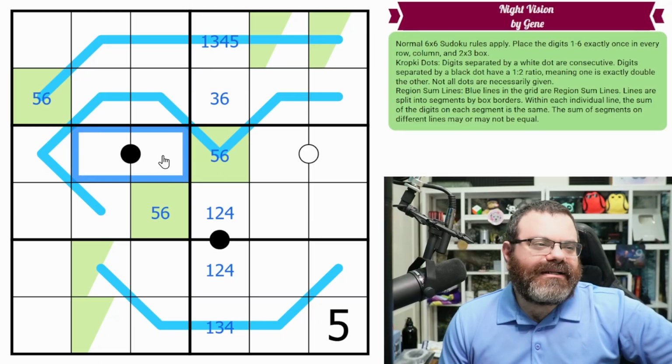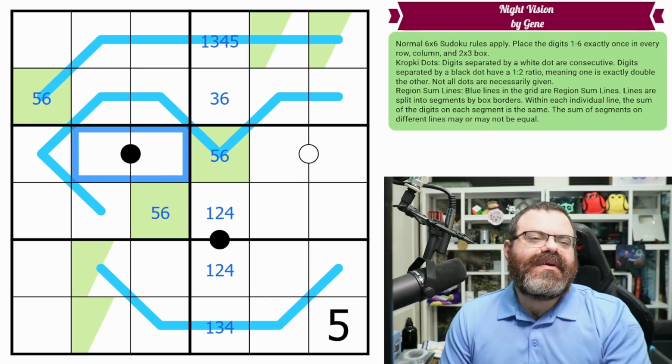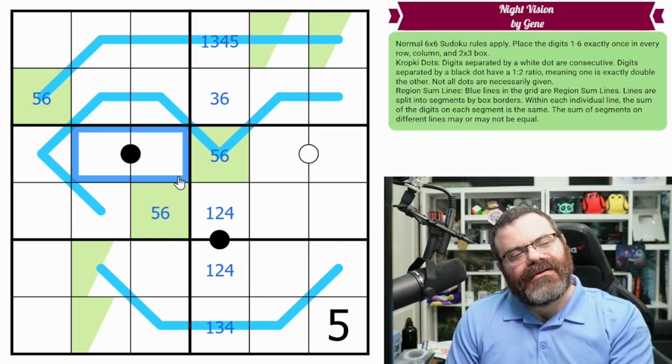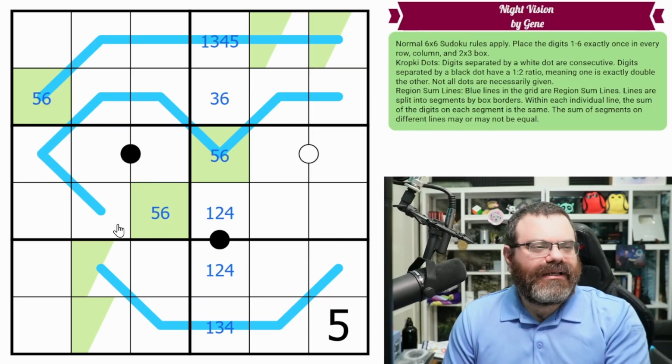Maybe I should think about this black dot. So again, it's either 1, 2, 2, 4, or 3, 6. Okay, I can immediately rule out 2, 4. Can I? I'm not sure. Well, let's think about this a little bit. Let's think about this in context here.